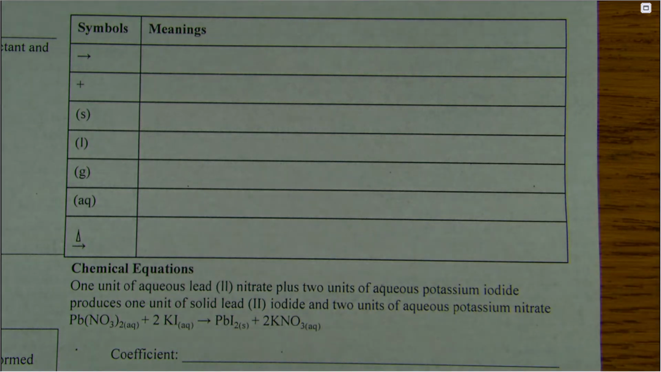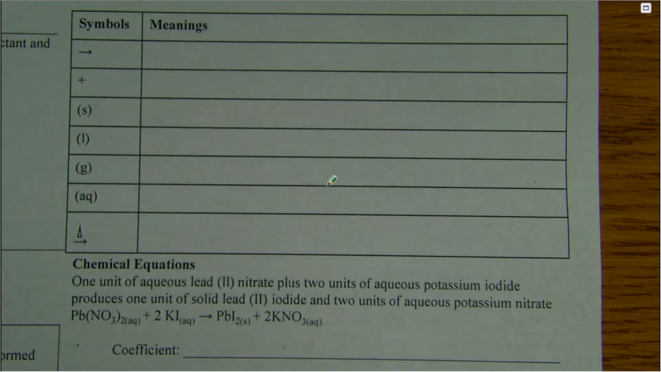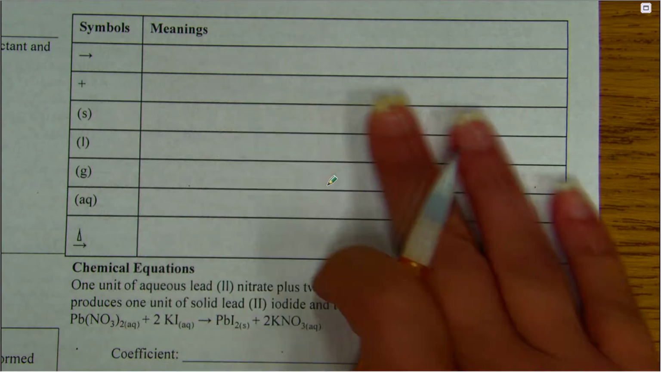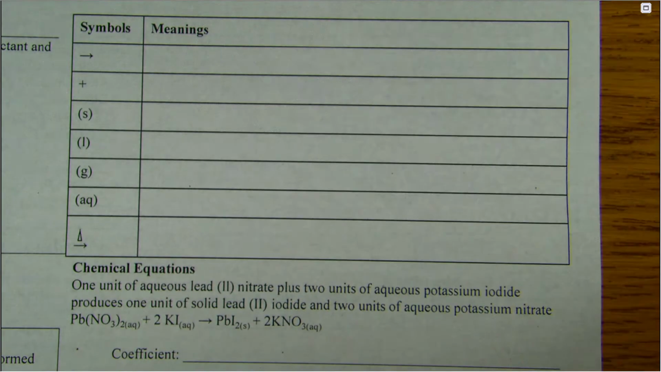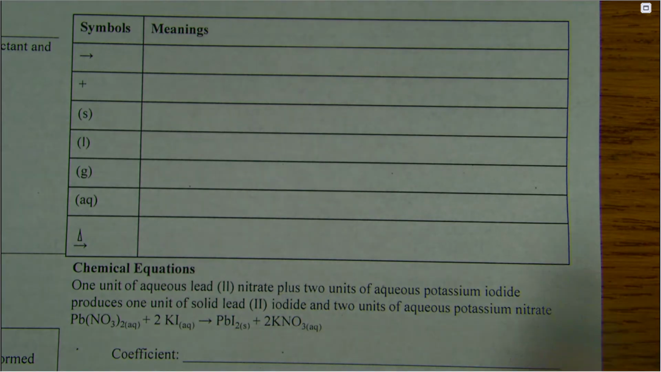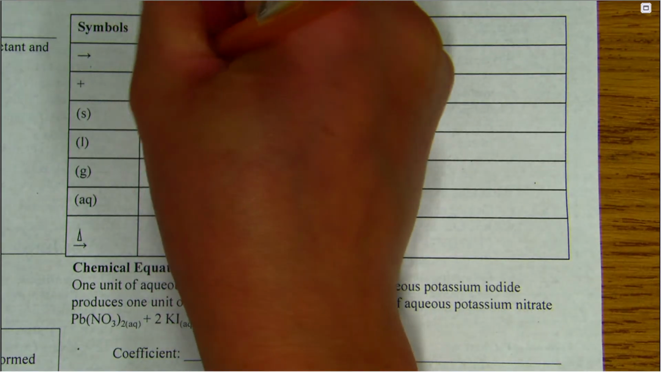So in this video, we're going to continue looking at chemical reactions and how they obey the law of conservation of mass. And we're going to do so by what we call balancing equations. But before we get to that, we need to take a look at some of our symbols and the meanings of those symbols in a chemical equation. So an arrow means produces or forms.